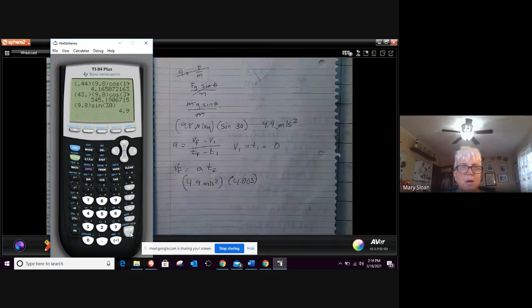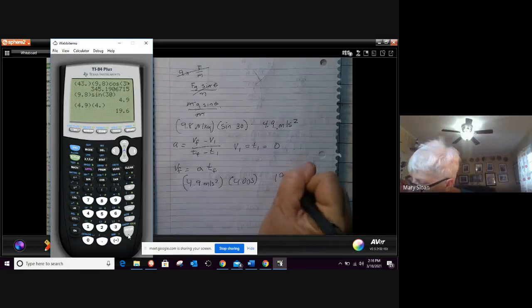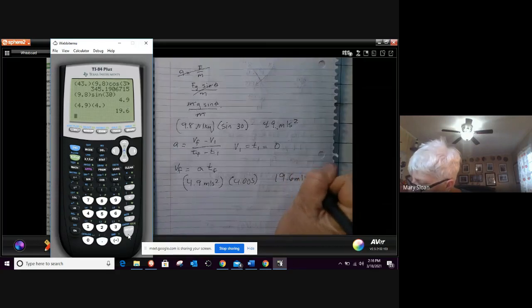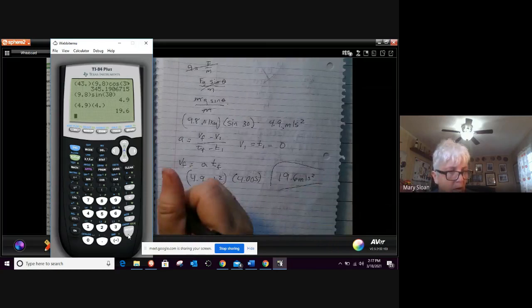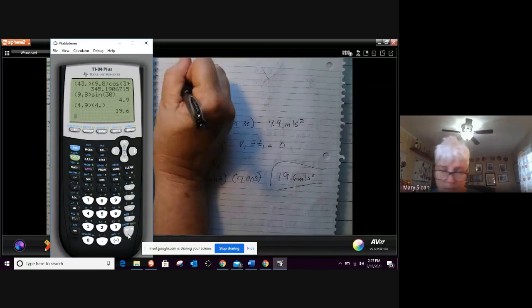So I'm going to take my calculator. I'm going to open up my bracket. I'm going to do 4.9. Close my bracket, open my bracket to 4 point, and I'm just going to do 4 point. That's the same thing as the zeros. And my answer is 19.6 meters per second squared. That is my answer for number 37.